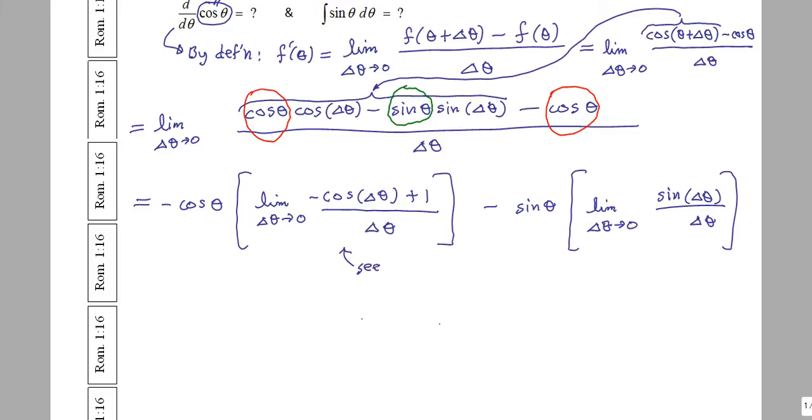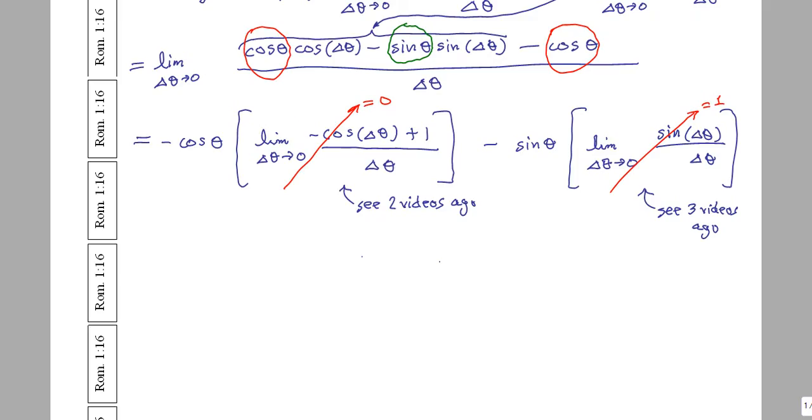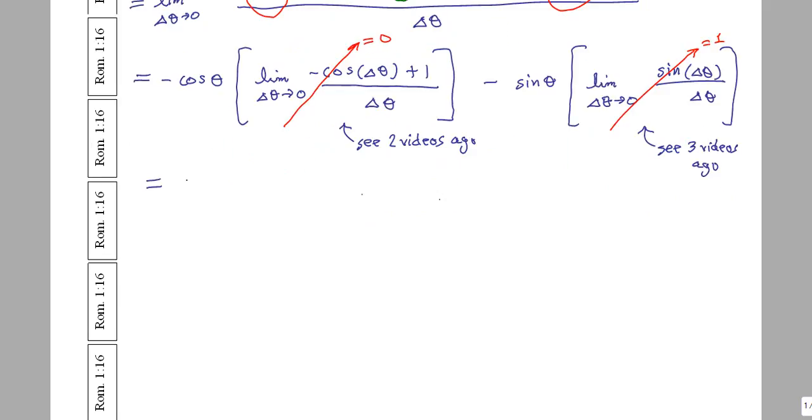So see, two videos ago. And then the right bracketed term, see, three videos ago. And if you look at those videos, we showed that two videos ago this is going exactly to zero in that limit, and this is going to exactly one in that limit. And so what does that mean? That means that we have here minus cos of theta times zero minus sine of theta times one. Okay, so obviously minus cos theta times zero gets wiped out, it's zero.